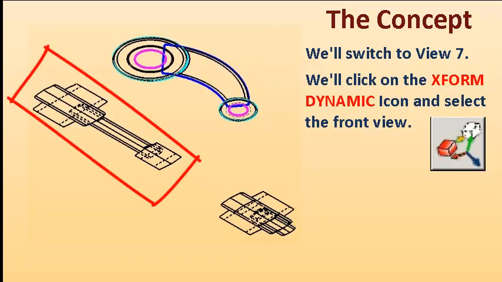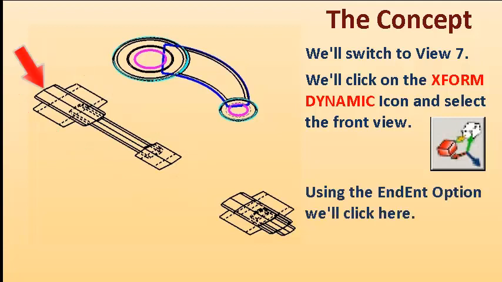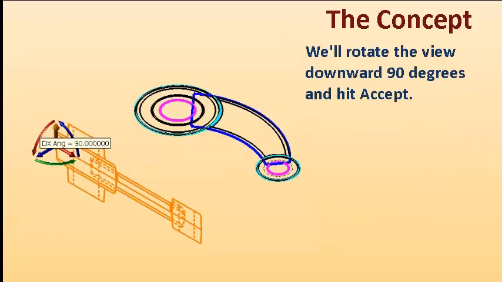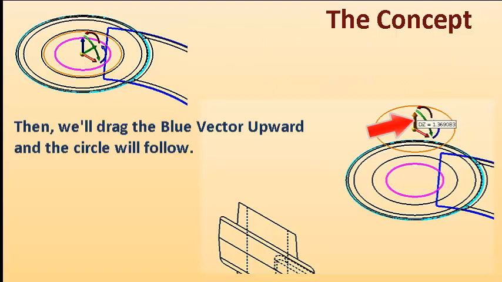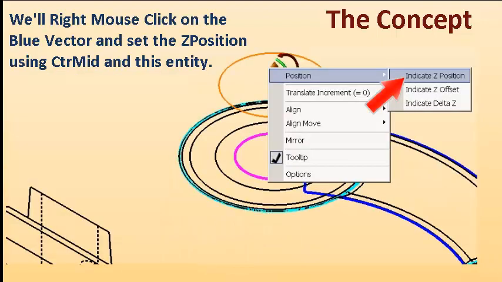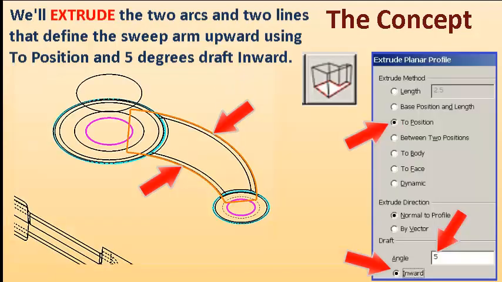We'll click on the X-Form Dynamic icon and select the front view. Using the Indent option, we'll click here. We'll rotate the view downward 90 degrees and hit Accept. We'll continue using the X-Form Dynamic tool. We'll select this circle and click on Accept. And we'll drag the blue vector upward and the circle will follow. We'll right mouse click on the blue vector, set the Z position using center mid and this entity.